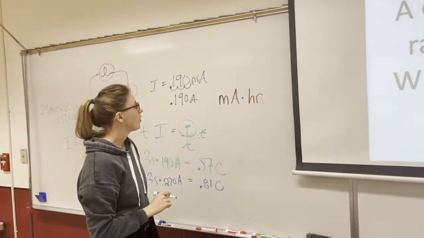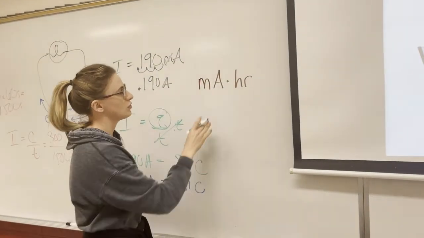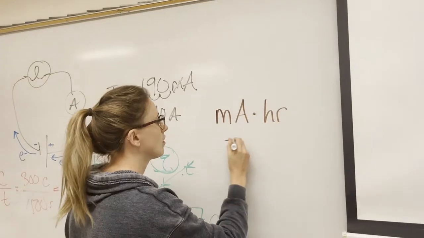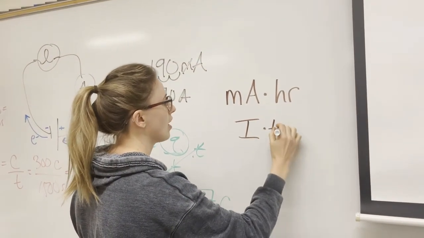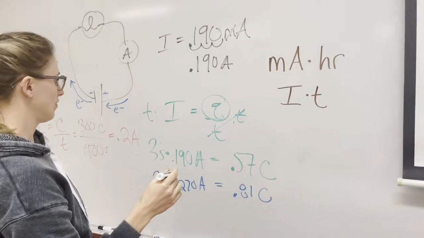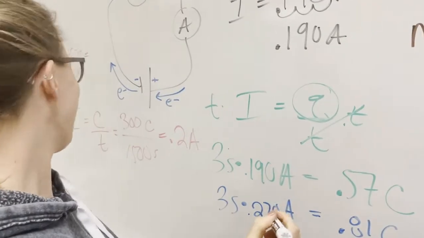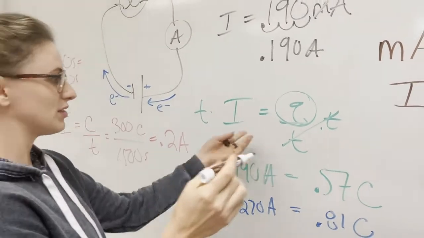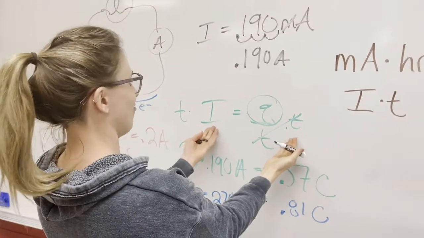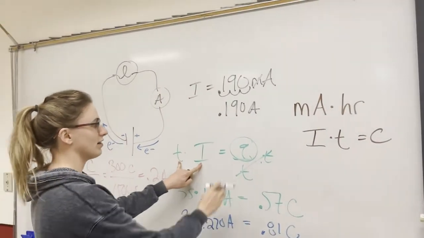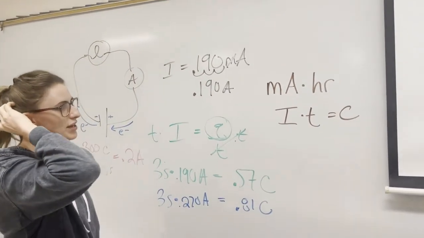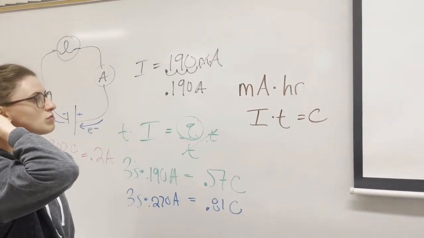Okay, so this is really just current, right? Amperes, milliamps are current, and hours is time. So it's current times time, I times t, and that's going to be equal to the charge, Q. Charge. Okay, and so what's really going on here?